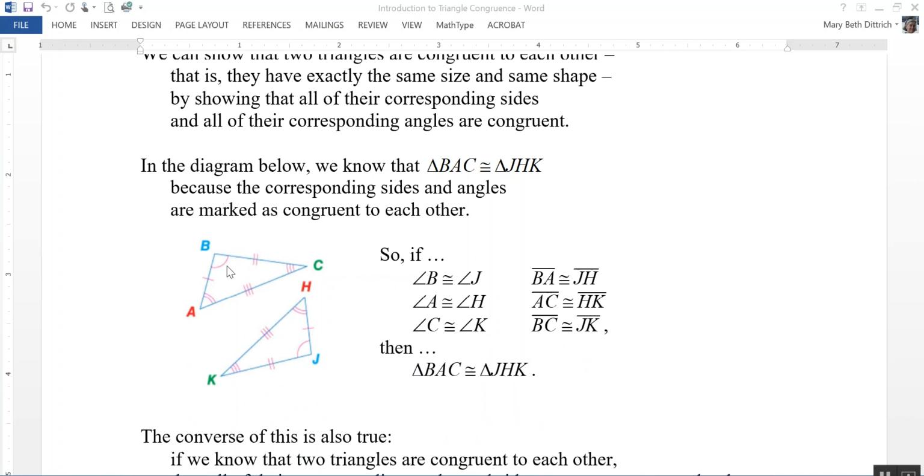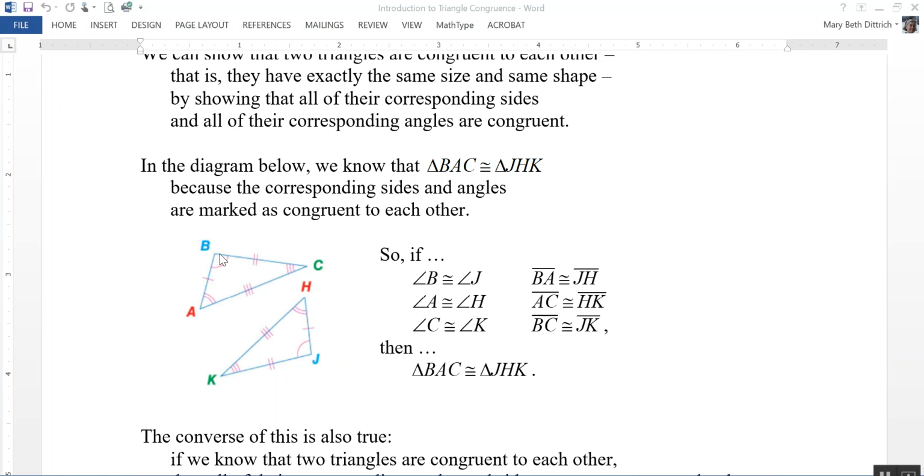Let's take a look at this diagram. So notice that angle B has this one little pink arc, as does angle J in this lower triangle. That means that those two angles are congruent to each other. In the same way, A has two little arcs, as does angle H, so those two angles are congruent to each other, and K and C are congruent to each other.